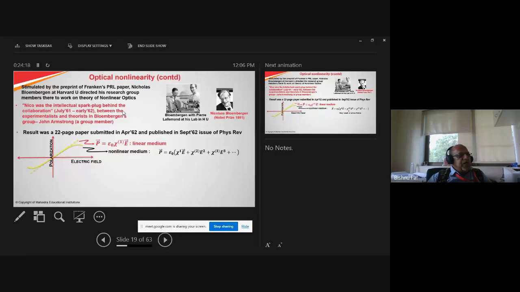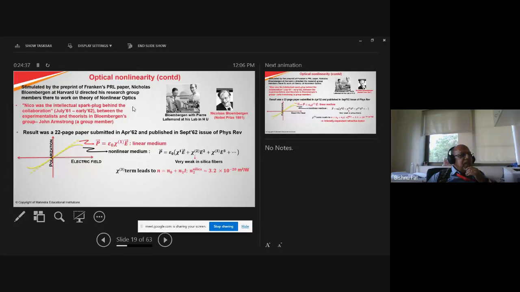Chi1 is the electrical susceptibility in the linear region. Chi2 is a nonlinear susceptibility coefficient. Then Chi3 is another nonlinear susceptibility coefficient, and so on. Subsequent terms, by virtue of the Taylor series expansion, would of course be smaller than the previous term.